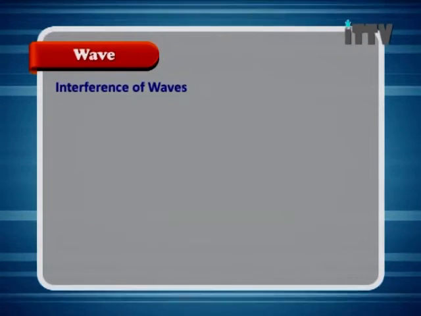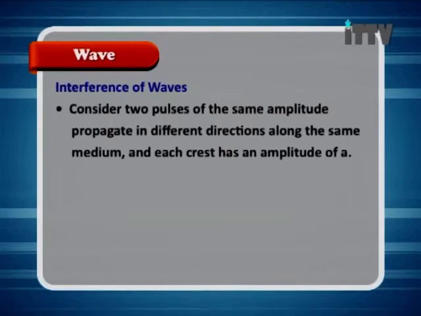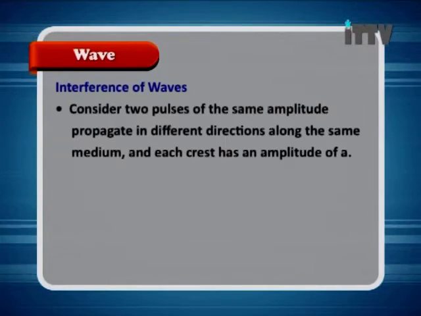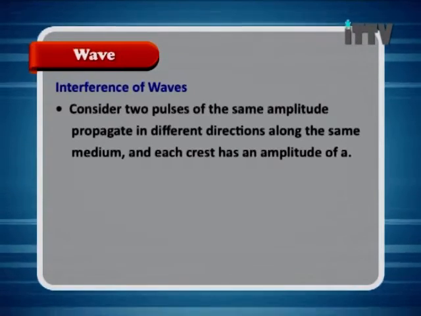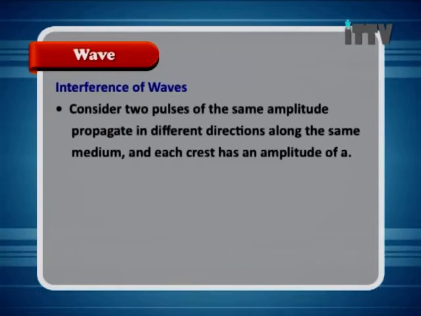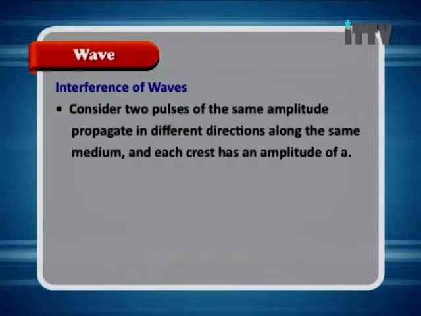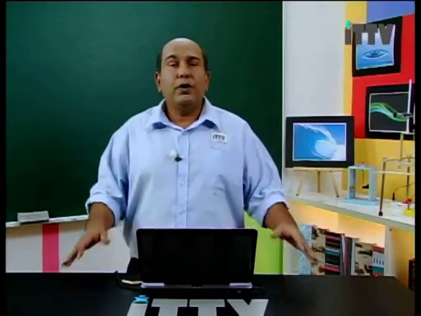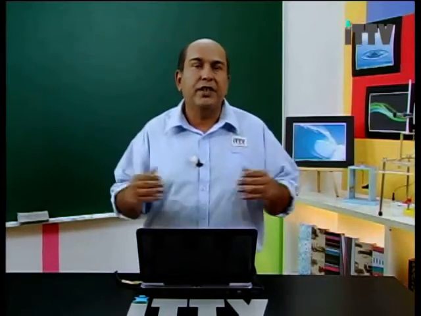Interference of waves. Consider two pulses of the same amplitude propagating in different directions along the same medium, and each crest has an amplitude of A. So here we have two pulses that are moving towards each other. Let's sketch this on the board so that we can go through it step by step.